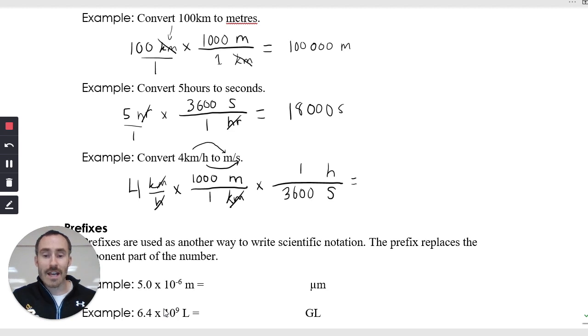And so now I can cancel out my hours because I have one on the bottom and the top. And so now what I end up with is meters on the top, that's the only unit that's left, and seconds on the bottom, that's the only unit that's left. So now it's 4 times 1,000 times 1 divided by 1 times 3,600, or 4,000 divided by 3,600. And 4,000 divided by 3,600 is 1.1 meters per second. That's unit conversion.